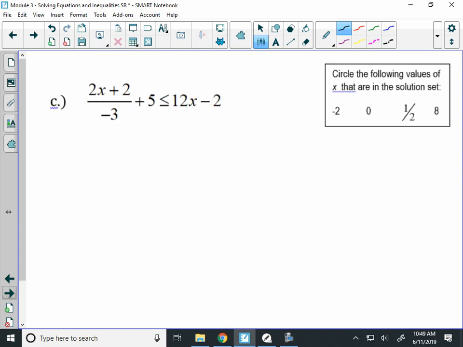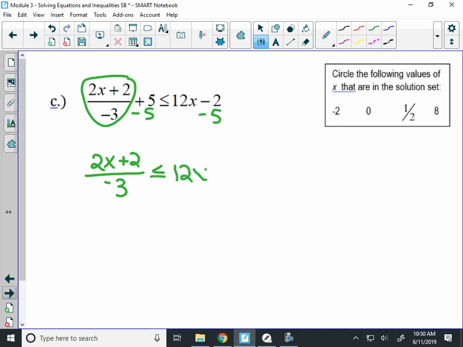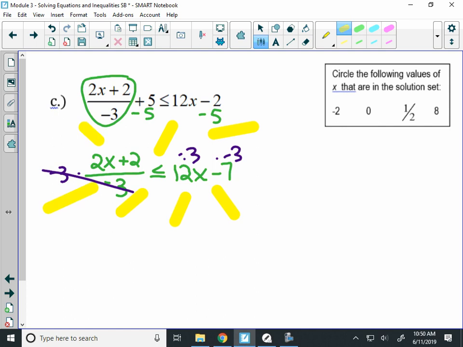All right, finally, part C. I have a fraction, so I need to think about my fraction bubble. So I'm going to subtract 5 from both sides to start. I'll have 2x plus 2 over negative 3 is less than or equal to 12x minus 7. Now I want to get rid of the denominator. So to do that, I'm going to multiply everything by negative 3. Multiply every term. But when I'm multiplying by a negative, there should be an alarm going off in your head right now. I multiplied by a negative. That means when I write my next step here, 2x plus 2, this sign needs to flip. Now it's greater than or equal to.